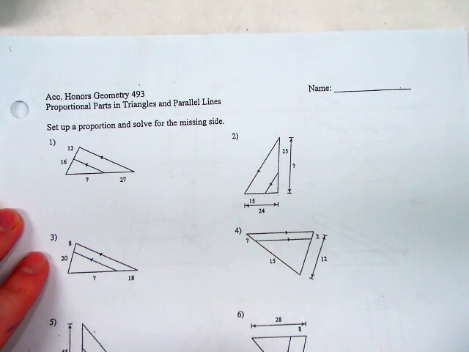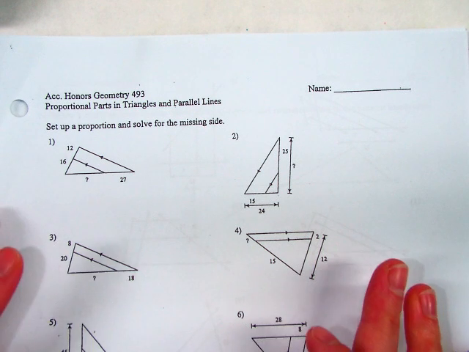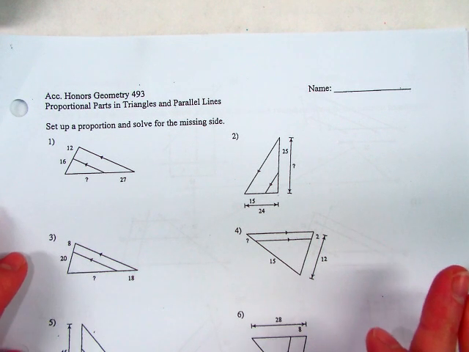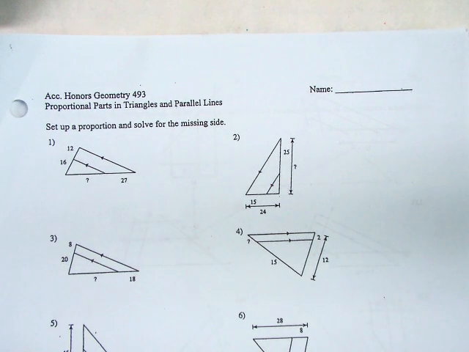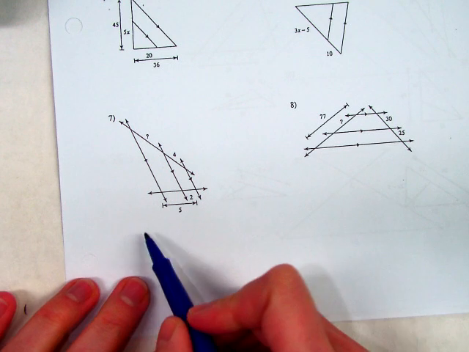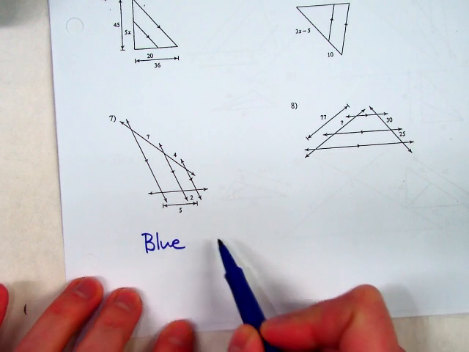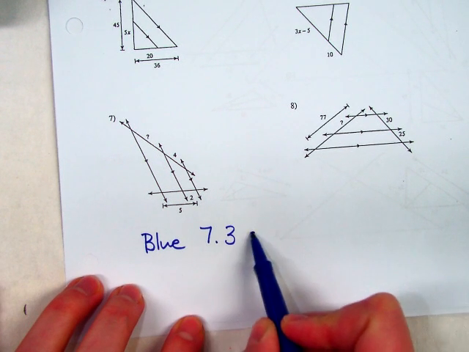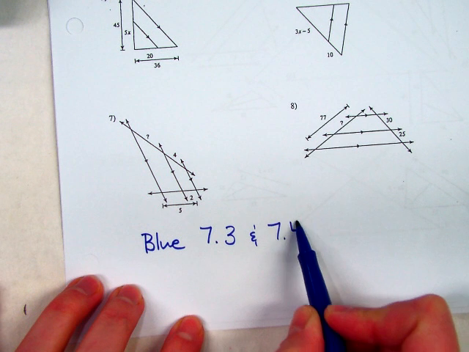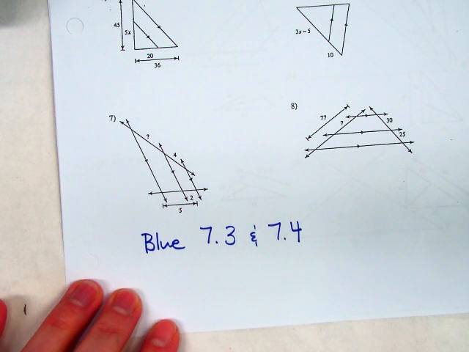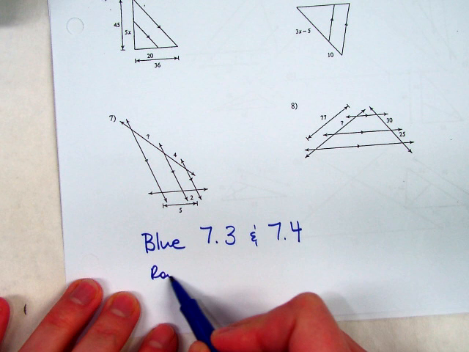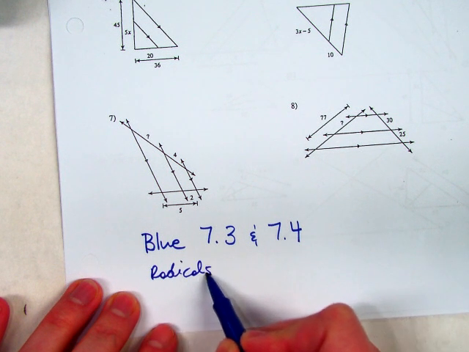You guys also have the factoring and the proportions worksheet that is due on Wednesday. If you really ran out of time, you also have the blue packet, and you could finish the section in the blue packet for this chapter. You could actually work on section 7.3 and 7.4. If you have any questions, please send me an email. Don't forget that there's a radicals link for you to practice on the website as well.